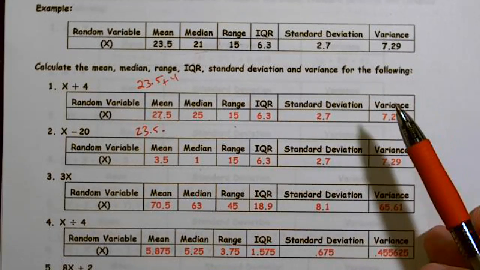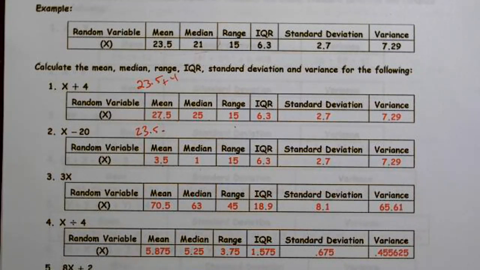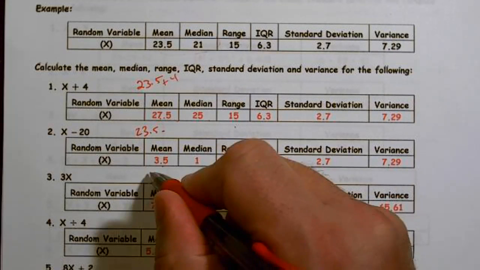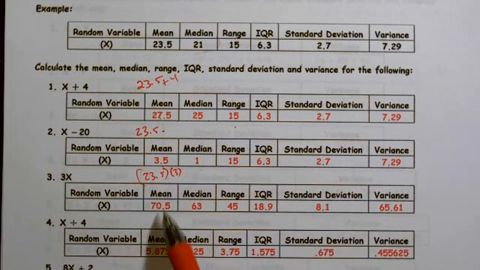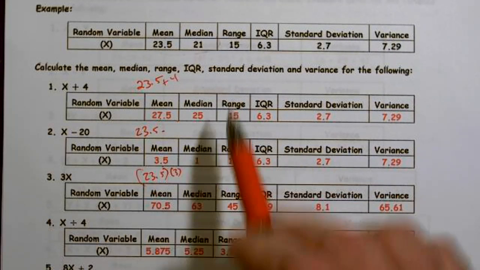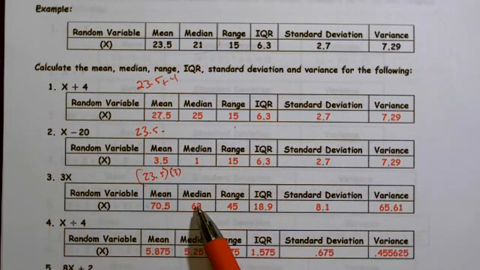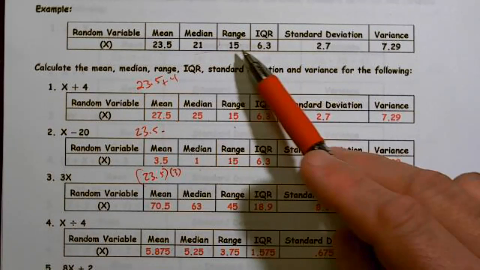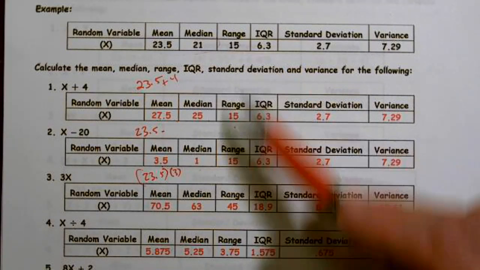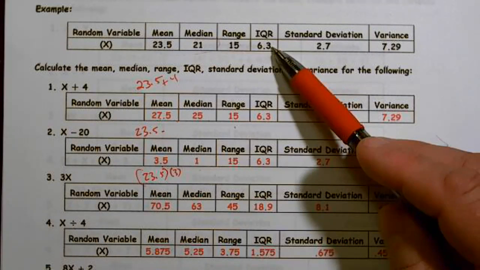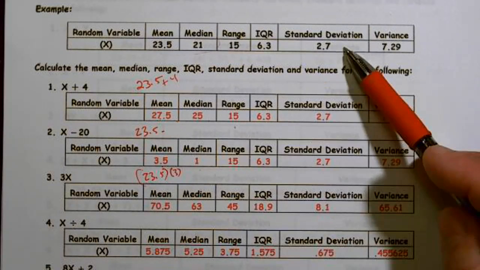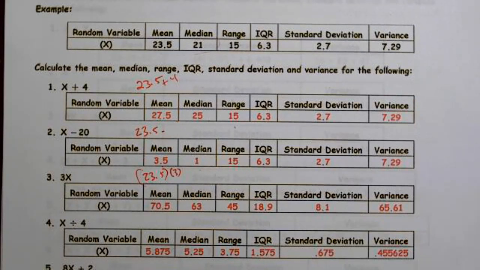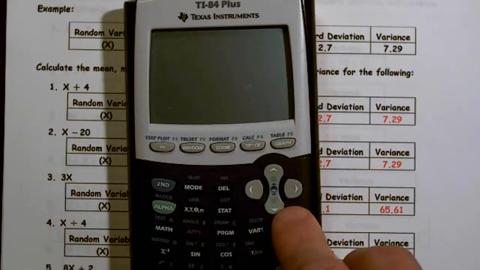When it comes to multiplication, they all change, but variance changes a little bit differently. Our original mean was 23.5, and if I multiply by 3, I end up getting 70.5. My original median was 21, and 21 times 3 is 63. My range was 15, and 15 times 3 is 45. 6.3 from IQR times 3 is 18.9. 2.7 times 3 is 8.1.